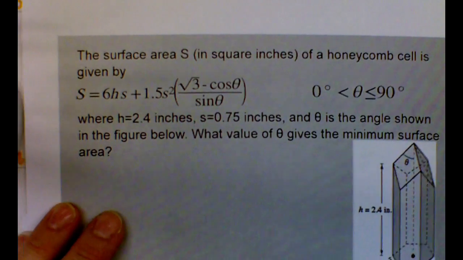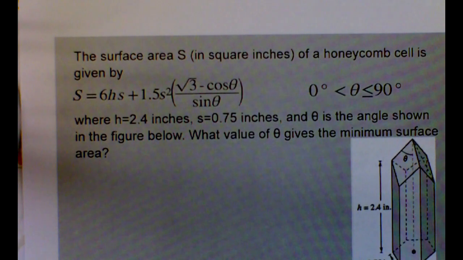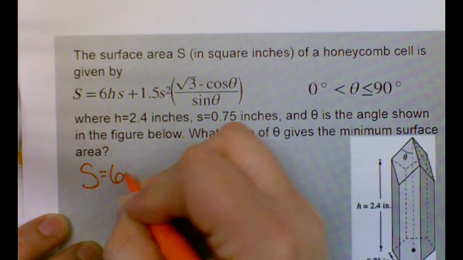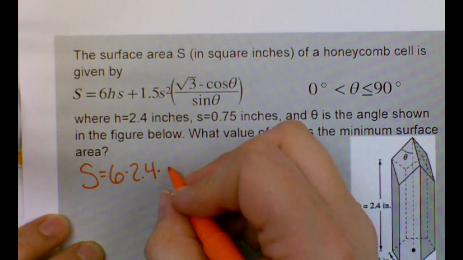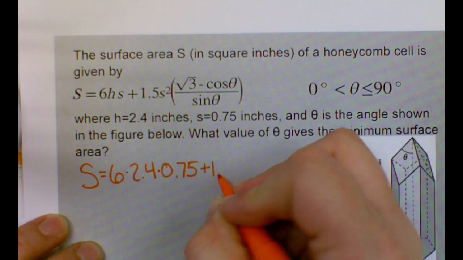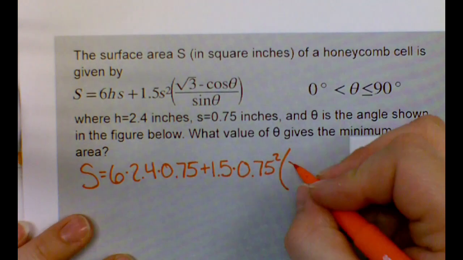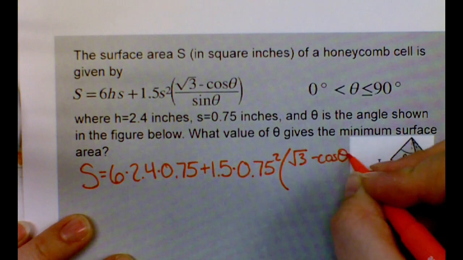All right, and now for a word problem, everybody's favorite. So the surface area, S, in square inches of a honeycomb cell is given by this crazy looking function, where h is 2.4 inches, s is 0.75 inches, and theta is the angle shown in the figure. What value of theta gives the minimum surface area? So step 1 for this would be plug in the numbers it gave you. It gave me h, it gave me s. So capital S is equal to 6 times 2.4 times 0.75 plus 1.5 times 0.75 squared times the square root of 3 minus cosine of theta over sine of theta.